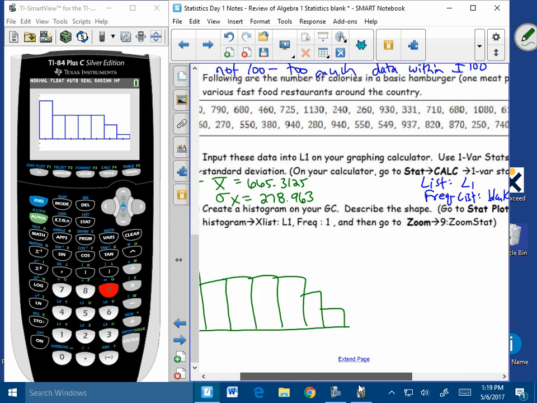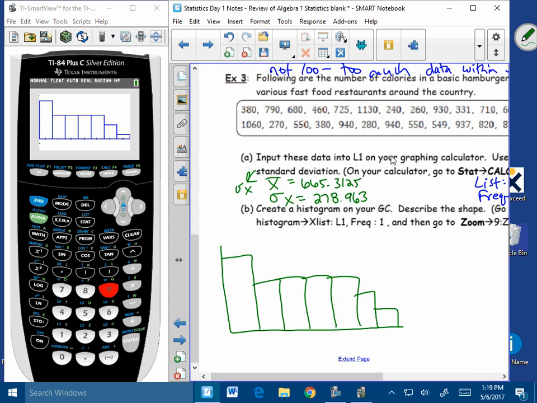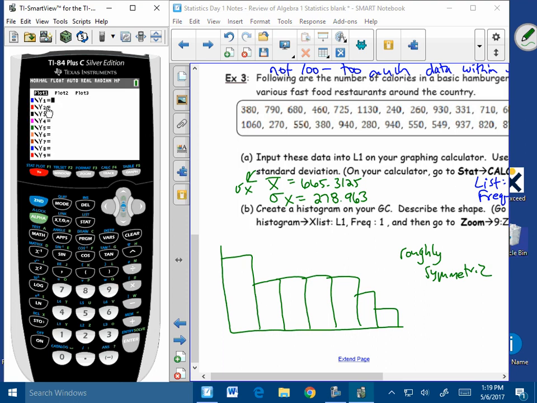Okay. So what sorts of things could I say to describe my histogram? You know, I would say that's roughly symmetric. Right? Roughly symmetric. You could argue that it's skewed to the right. We've got some values over here. Either one's probably fine.